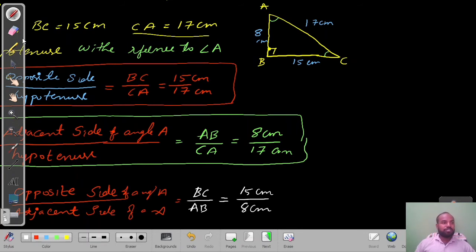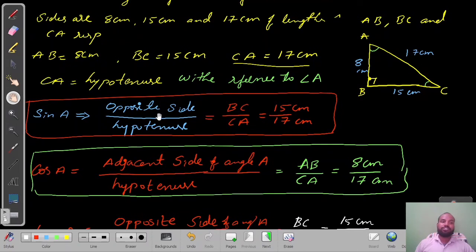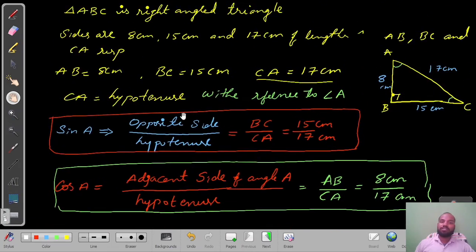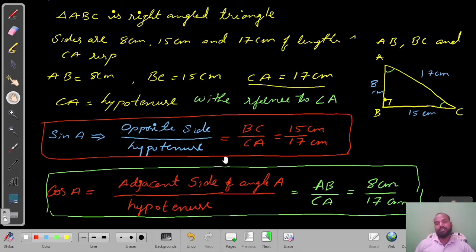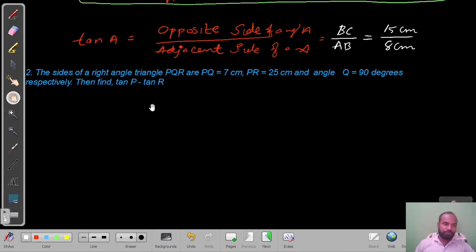Am I clear? So you should first write the formula for the given ratio, sin A. What is sin A? Opposite side of angle A by hypotenuse. So what is opposite here? What is the value here? So these are the values for your answer. Okay, this is your answer. You should clearly write everything in a neat manner. Next, we are moving to the next problem.